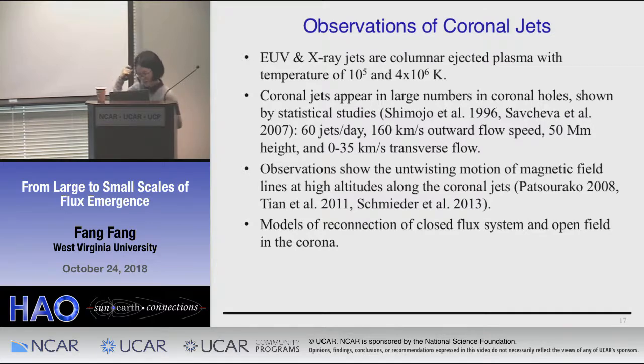Next, I will talk about the coronal jets. So everybody here knows what a coronal jet is. They are columnar ejected plasma with temperatures of up to 10 to the 5th to 10 to the 6th Kelvin. And they appear in large numbers in the coronal holes, and now observations have shown that the magnetic field is untwisting during the eruption of coronal jets. And people have been proposing models of reconnection of a closed flux system with an open field in the corona to study the eruption of coronal jets.